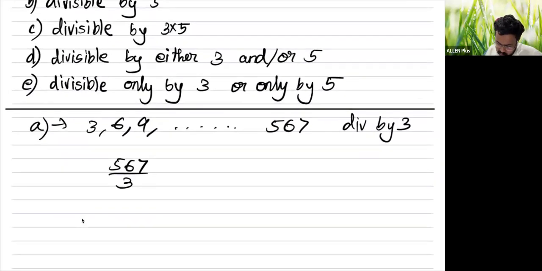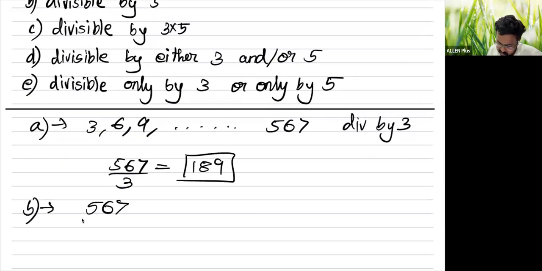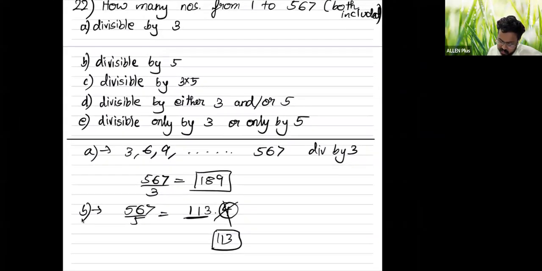Okay, for A part, I hope everyone understands that you can divide 567 by 3 and you'll get 189. And this will be the answer for A part. Similarly, you can find the answer for B part, 567 divided by 5. That will give you 113.4. But you don't care about this 4. You just want the integer part of your answer. So 113 will be the answer for part B. Try the rest of the questions.